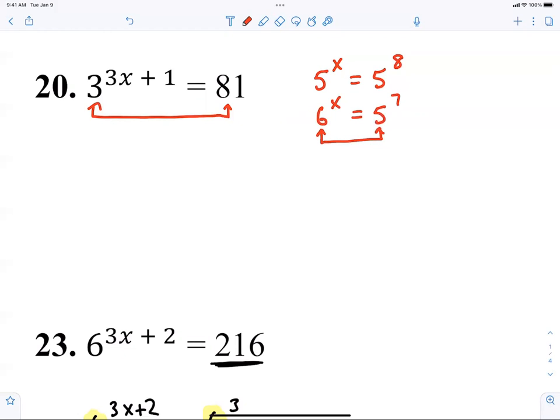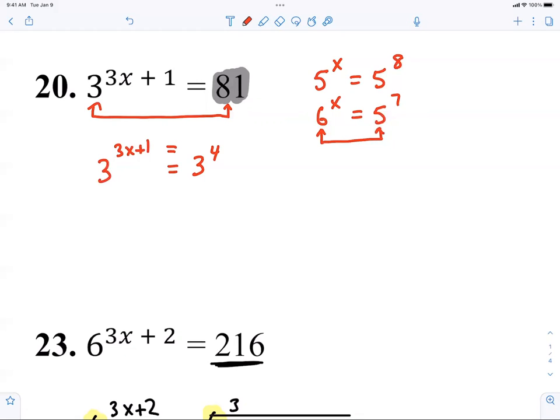So what do I mean by that? Who in here can tell me 3 to what power is 81? 3 to the 4th. All right, 3 to the 4th. Now, I'm just going to finish solving this problem, and then I'm going to show you how to use your calculator to help you with that, just in case you're sitting there going, I would never know 3 to the 4th is 81. All right, so we would say 3 to the 3x plus 1 is equal to 3 to the 4th. Does everybody agree with that? So now, in order for those to be equal, you're just setting 3x plus 1 equal to what?